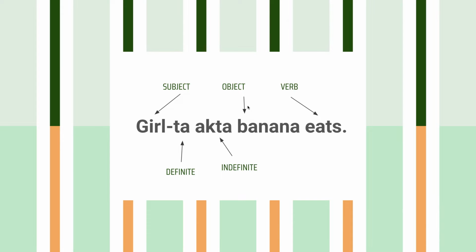Now we have our indefinite article, which is going to be "ekta", which means one technically, but it has the same effect as saying a or an in English. Alright, so you have subject, then the definite article, and just like English, we're going to put the indefinite article before our object in Bengali, and our verb.